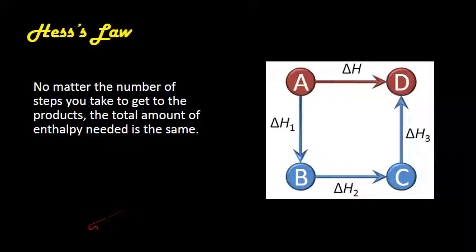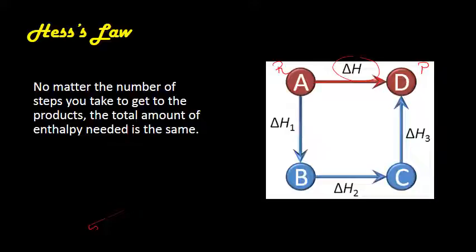For example, say I have reactants A here and I need to get to products over here. I can do this in one step, sure, A to D, no problem. And that, ladies and gentlemen, is going to require a certain amount of enthalpy, but maybe, just maybe, this reaction requires some ridiculously high temperatures or pressures or just something crazy that's not practical to do in most labs.